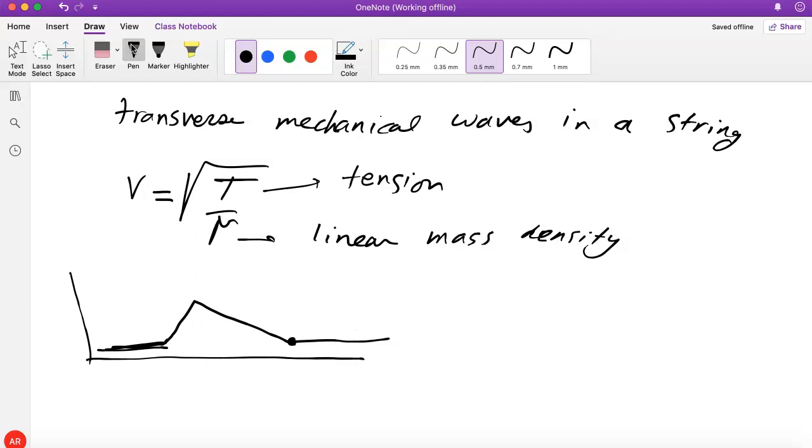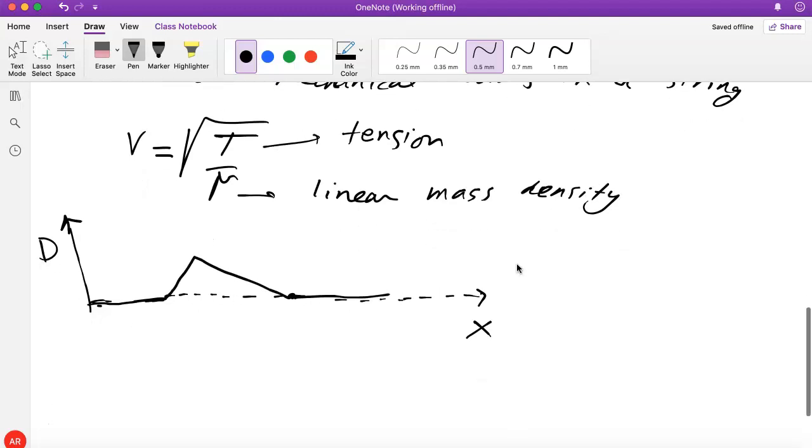Let me put the axis on the rope itself. Let's say that's the x-axis, position in space. We're thinking about a one-dimensional string, and let's say this is d, the displacement from the equilibrium position. So where the rope is just flat, d is 0. And this is a snapshot graph.